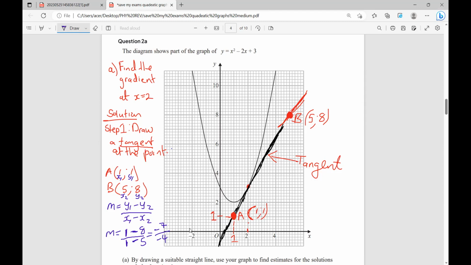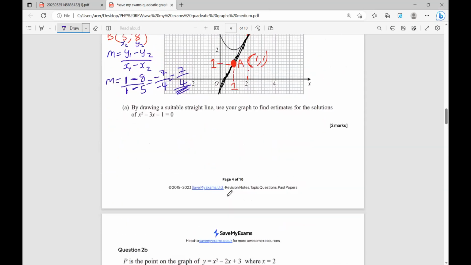Are we together? 1 minus 8 is minus 7. 1 minus 5 is minus 4. So if you punch this into your calculator, you're going to get a nice 7 over 4, or the decimal equivalent. So this is how you find gradient whenever you have a quadratic graph. So now, I'm going to move on to a different graph, and we'll try to find the gradient again. And then obviously I'm going to need to export this PDF file. I will send it to you so that you can stick it in your notebook.